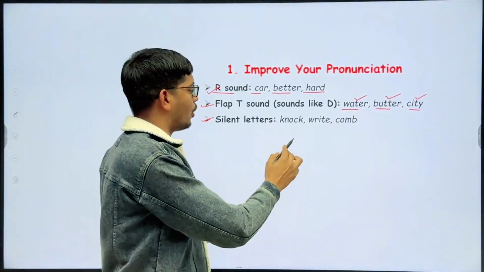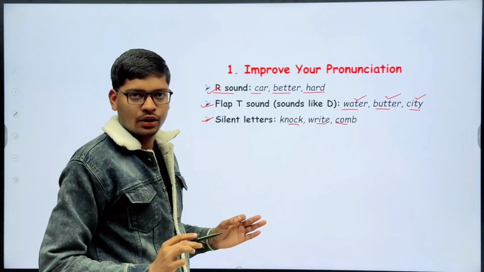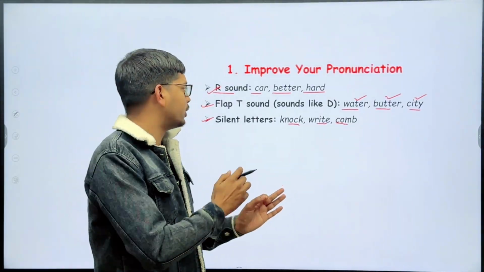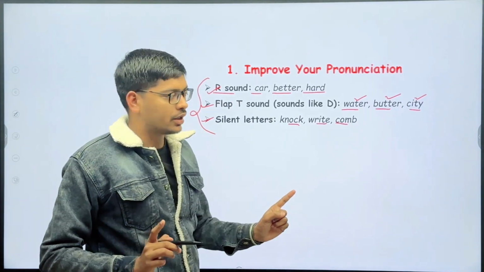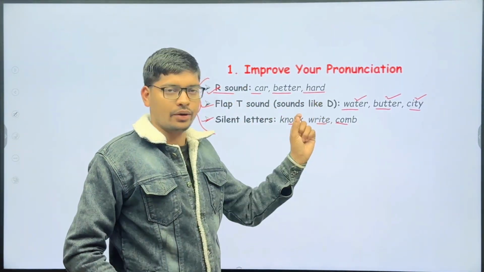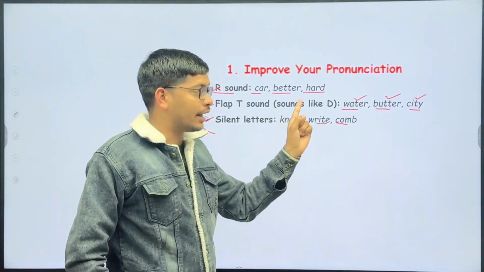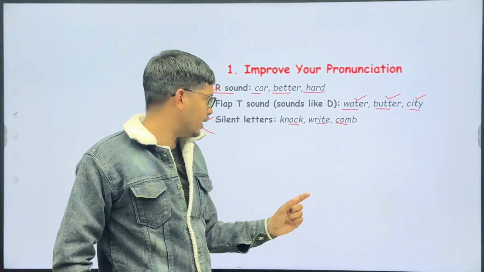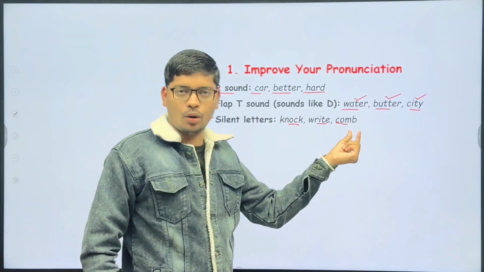Silent letters like knock, write, comb. Okay, so if you want to speak like an American, then you must focus on these 3 points of pronunciation. Okay, first is related to R sound like car, weather, hard. Next point is related to flap T sound like a D, like water, weather, city. Next, silent letters like knock, write, comb.